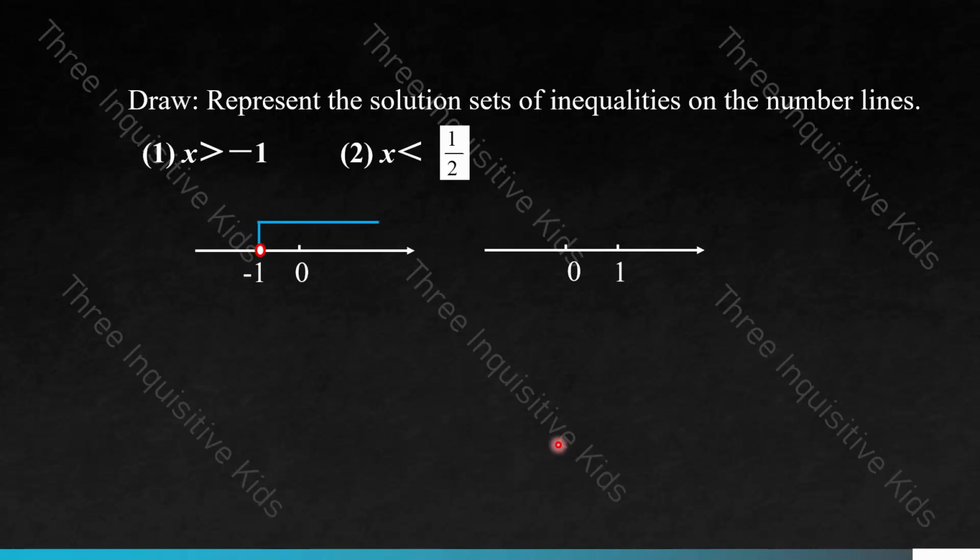Alright, so for the first one, we would have x is greater than -1. Remember, if you go right, you get bigger, so this inequality contains everything to the right, and it doesn't include the number -1 itself because it is a greater than, so that circle is not filled in. For this one, it is less than 1/2, and it doesn't include that point either, so it should not be filled in.